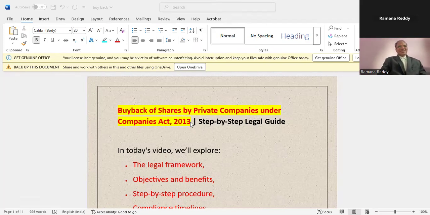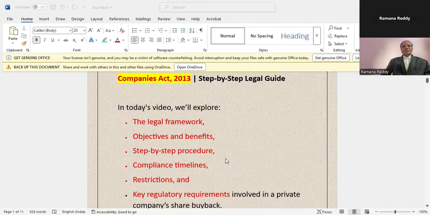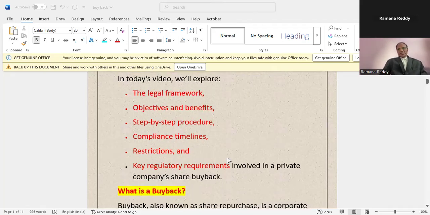Now we are discussing buyback of shares by private companies under Companies Act 2013. So in today's video, we will explore the legal framework, objectives and benefits of buyback, step-by-step procedure, compliance timelines, restrictions for buyback, and key regulatory requirements involving private companies.